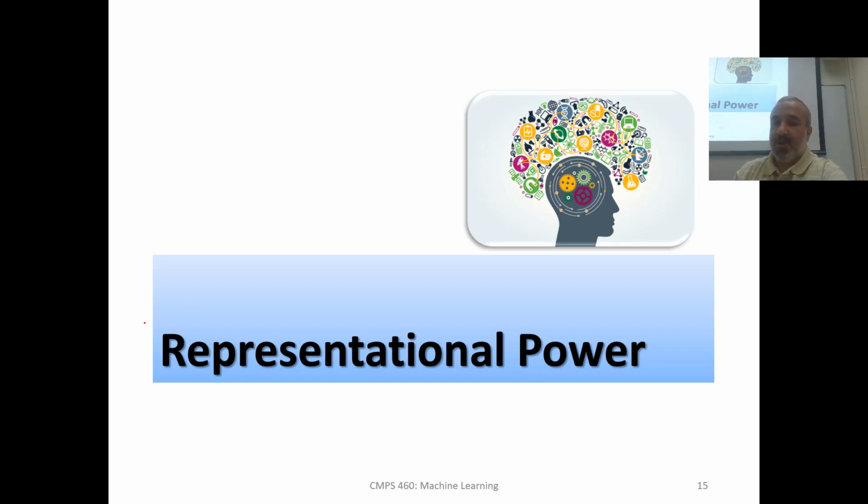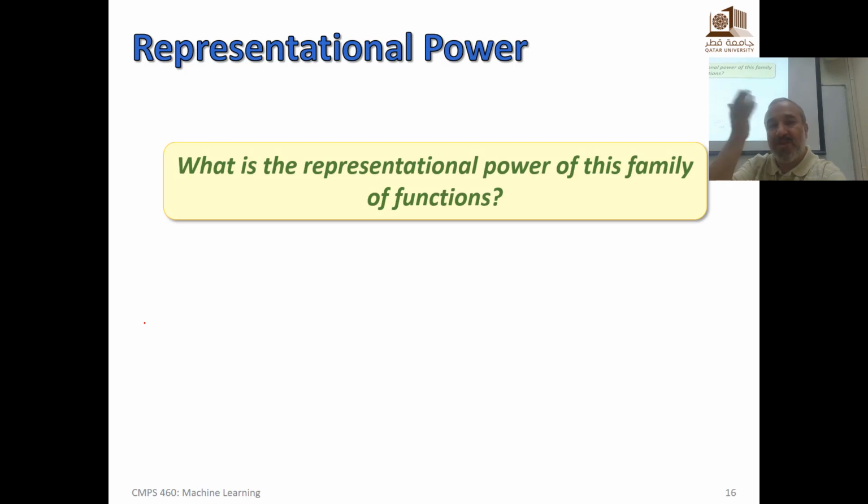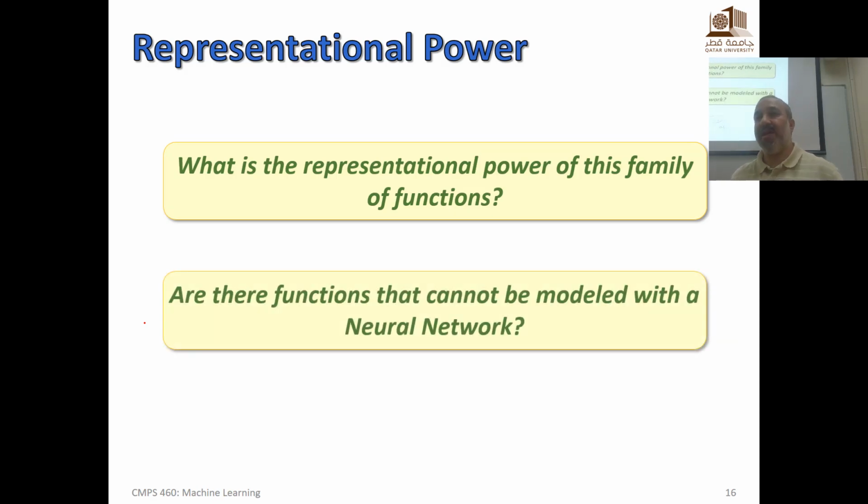So when we say representational power, we want to talk about how powerful neural networks are in approximating functions in general, any function that is represented by the training data that we have. The question is, what is the power of this family of functions? The family of functions is the functions that can be learned by neural networks. How powerful is that? Or the opposite way, are there any real functions that cannot be modeled with a neural network? Are there some types of functions that neural networks cannot learn?